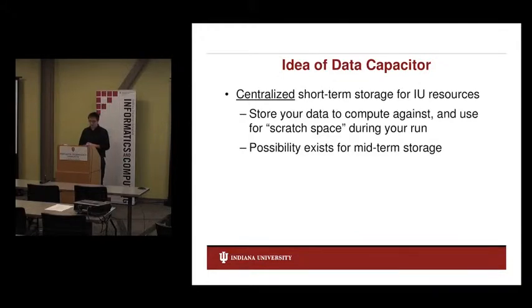And it's centralized for IU resources. So you can store your data on the data capacitor, you can compute against it on the compute resources, and use the same space as scratch space because it's really fast, and we intend it for short-term storage. So we think about 2 weeks, a month before you need to find another home for your data. There is a possibility for longer-term storage, which we call project space. So if you need to use the same data set a lot, but move the results off, that could be accommodated.